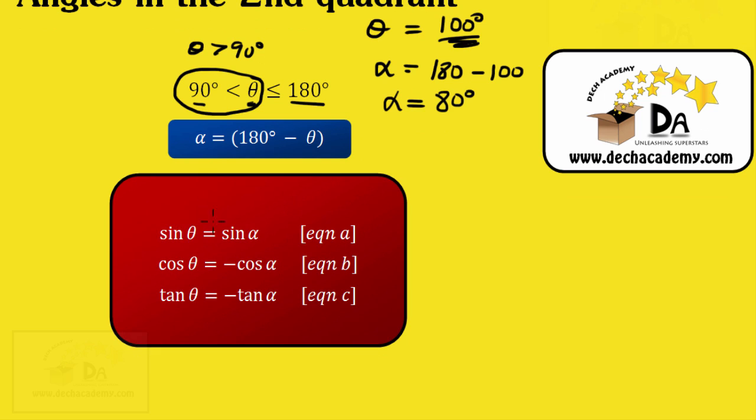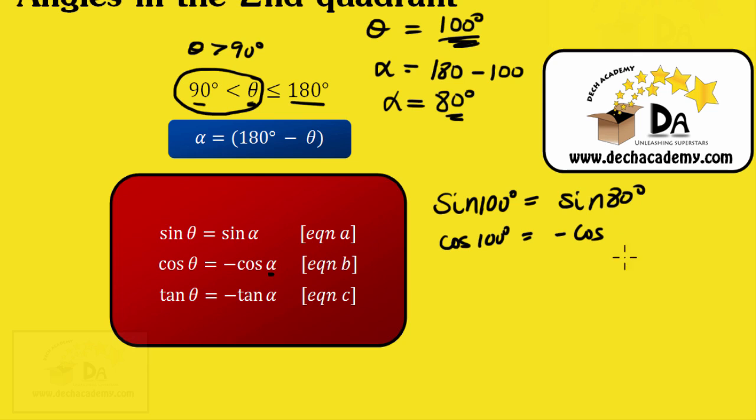So if you were interested in finding the sine of 100, the cosine of 100, the tangent of 100, the sine of 100 is equal to the sine of alpha, which is the sine of 80 degrees. The cosine of theta, which is 100, is equal to minus the cosine of alpha, which is 80. The tangent of theta is equal to minus the tangent of alpha. So tangent of 100 is equal to minus the tangent of alpha, which is 80 degrees.